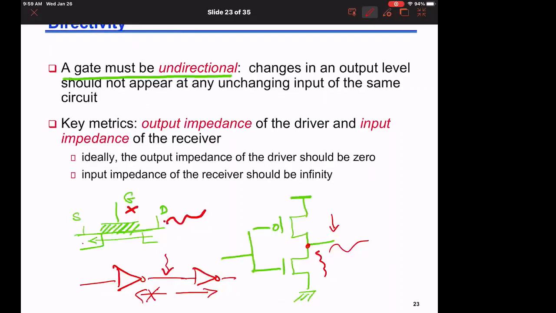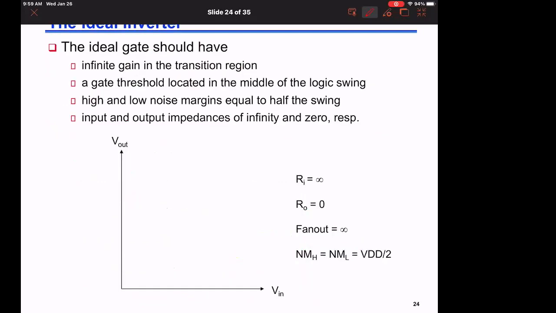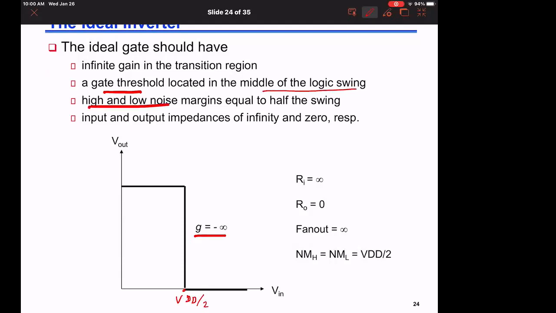Okay, now let's look at the ideal inverter. What is an ideal inverter? The ideal inverter has infinite gain. Okay, it has the switching threshold lying exactly at VDD over 2, or in the middle of the logic swing. It has large noise margins, which are practically equal to VDD over 2, okay?